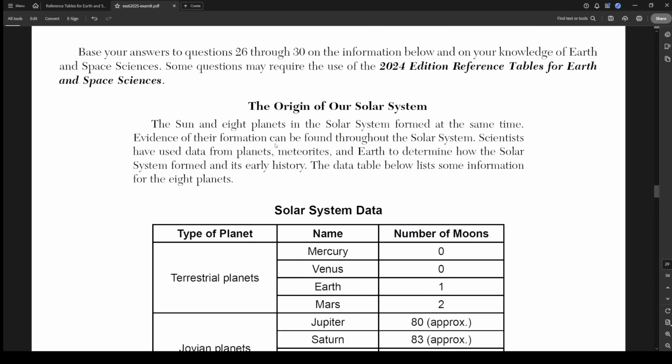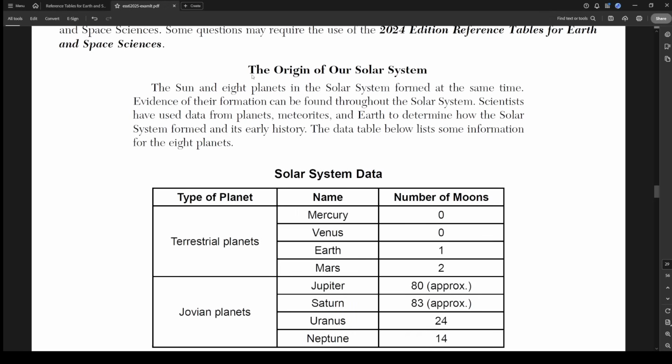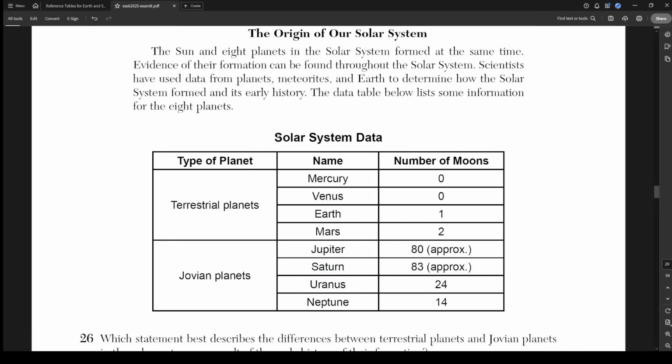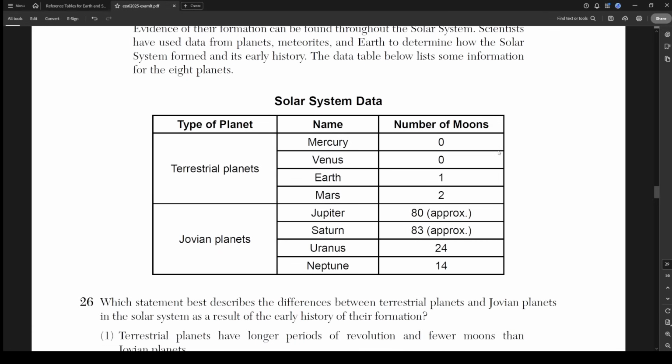All right, base your answers to 26 to 30 on the information below and your knowledge of Earth science. Okay. The origin of our solar system. The sun and the 8 planets in the solar system formed at the same time. Evidence of their formation can be found throughout the solar system. Scientists have used data from planets, meteorites, and Earth to determine how the solar system formed. A data table lists some information for the 8 planets.